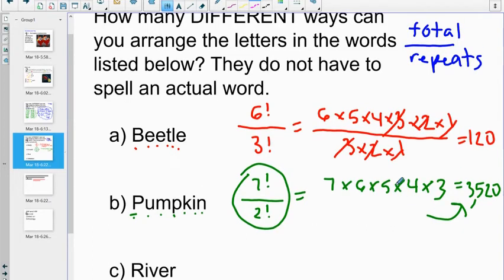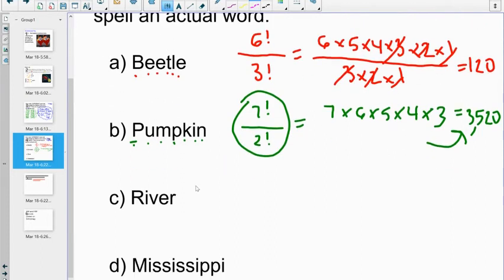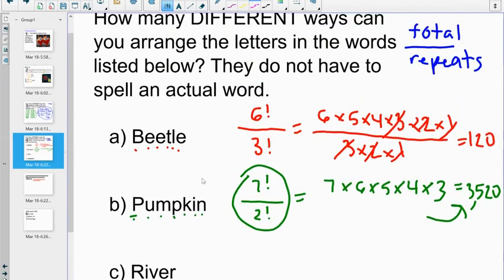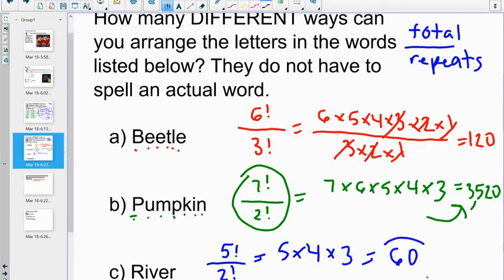Now, last but not least, we have the word river. Oh, no, there's one more underneath it. River, then Mississippi. So for river, again, we have 5 letters total. And then it looks like we're just repeating the R. So 5 factorial over 2 factorial, because there's 2 R's. So we have 5 times 4 times 3, which you can see is 60. So we know that there's 60 different ways of arranging the letters in the word river.